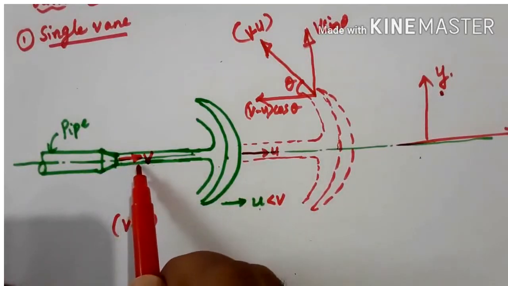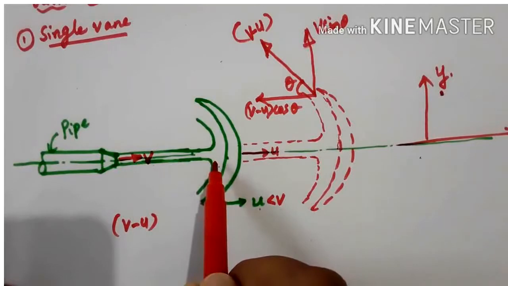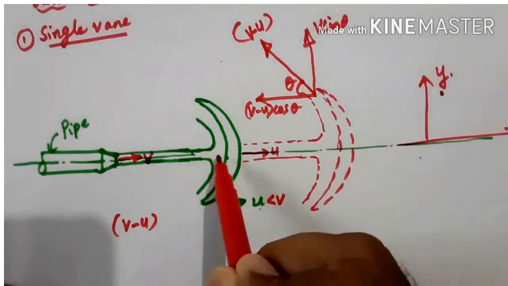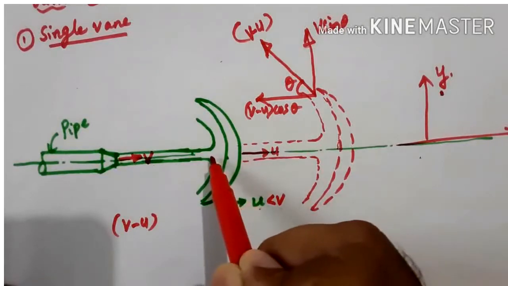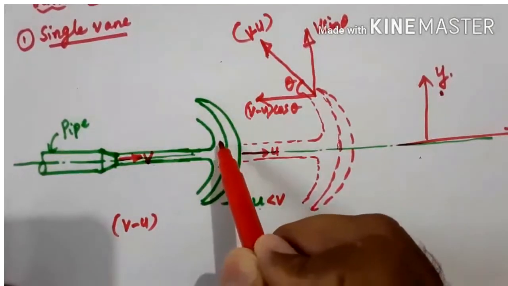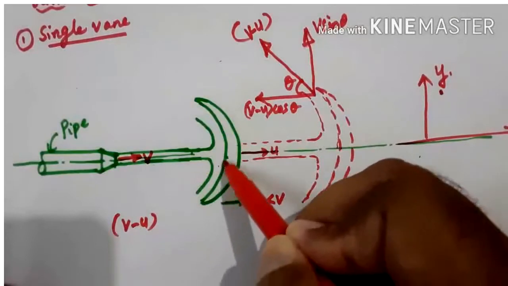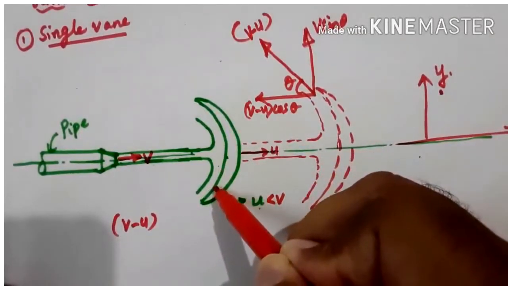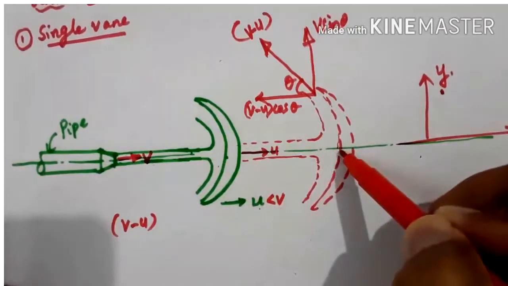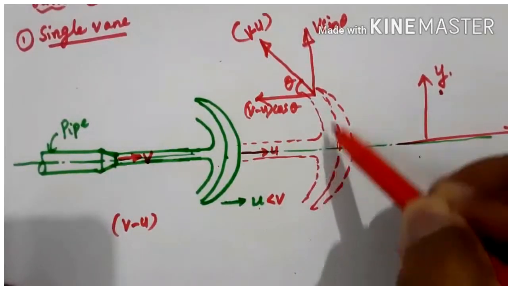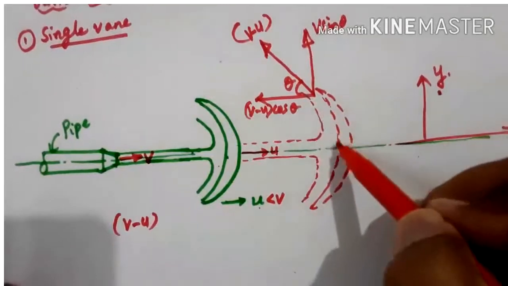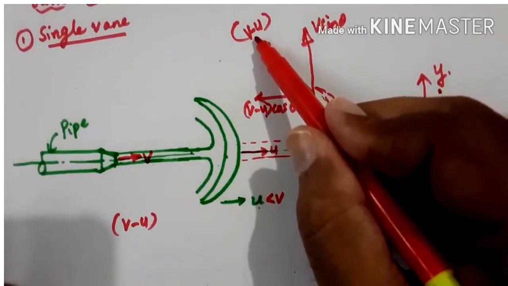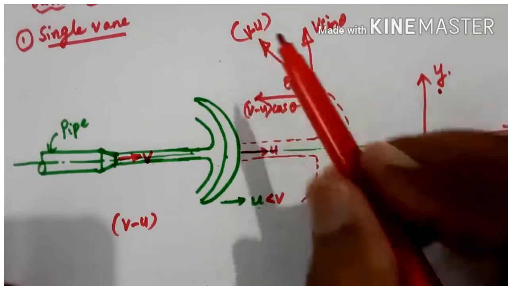And the jet is striking with a velocity of v, then the plate starts moving, and the moment it strikes the plate, the water will glide over the surface of the vane, and this surface has been assumed as very smooth. Hence there is no frictional loss here. There is no frictional loss, and the jet will come out with a velocity called relative velocity v minus u.